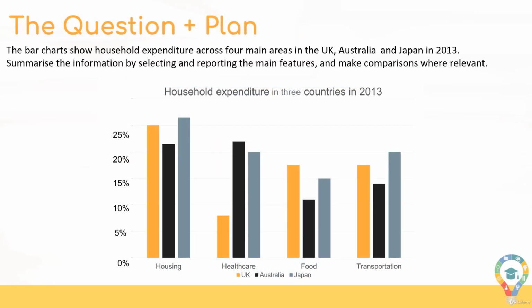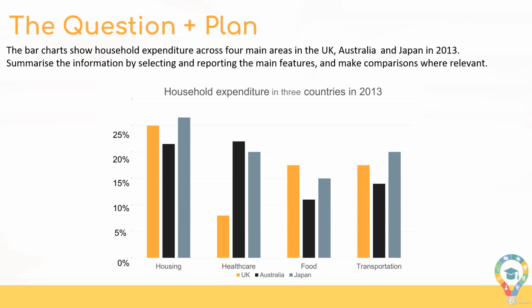The bar charts show household expenditure across four main areas in the UK, Australia and Japan in 2013. Summarise the information by selecting and reporting the main features and make comparisons where relevant. Okay, so that is our question and now it's time to take a look at the visual information that we have. Imagine that I have just been shown this on my actual test day.